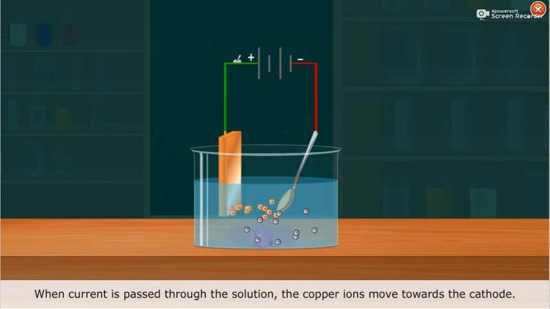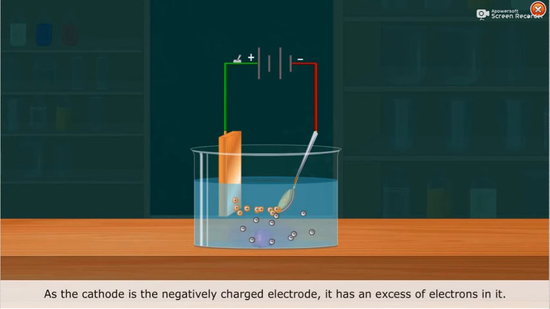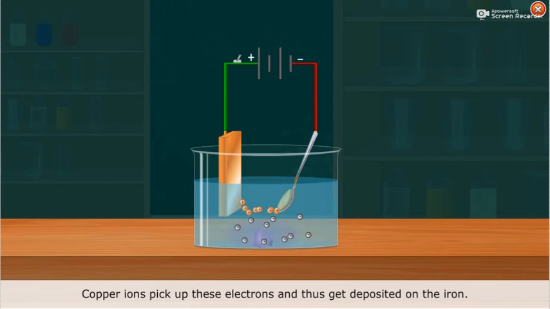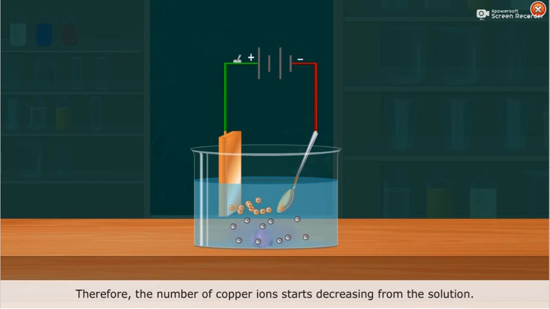When current is passed through the solution, the copper ions move toward the cathode. As the cathode is a negatively charged electrode, it has an excess of electrons in it. Copper ions pick up these electrons and thus get deposited on the iron. Therefore, the number of copper ions starts decreasing in the solution.